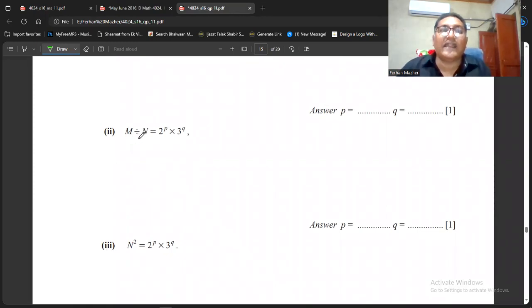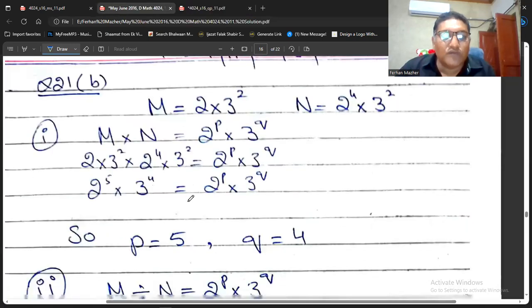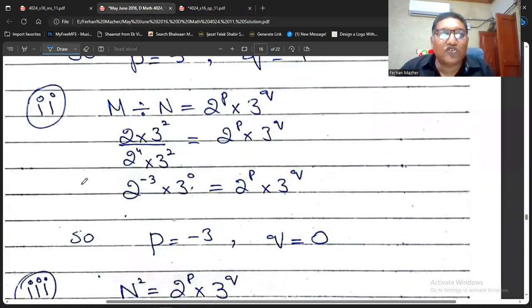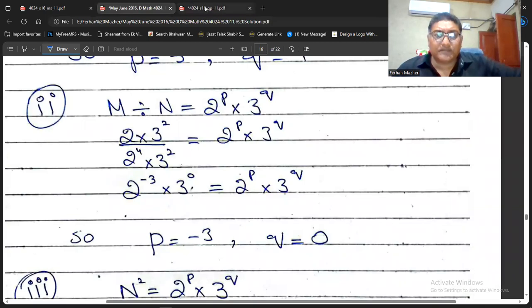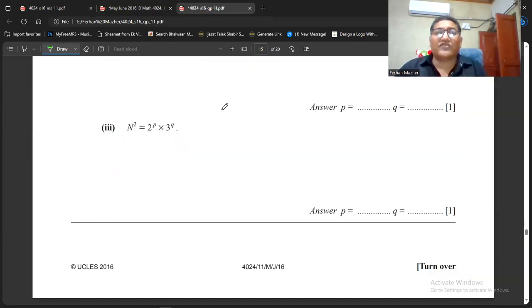Okay, question number 21b, second part. M divided by n is equal to 2 raised to power p multiplied by 3 raised to power q. So here we have to divide them. So 2 multiplied by 3 square divided by 2 raised to power 4 into 3 square. So that will be 2 raised to power minus 3 into 3 raised to power 0. That means p is equal to minus 3 and q is equal to 0. Minus 3 and 0, that is right. This is the solution.